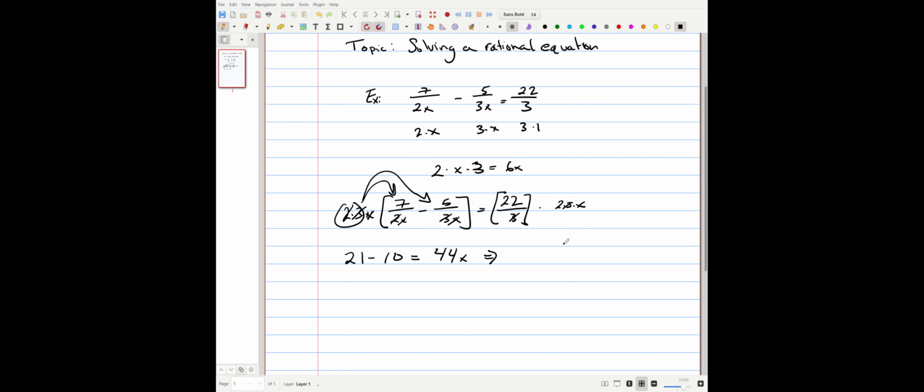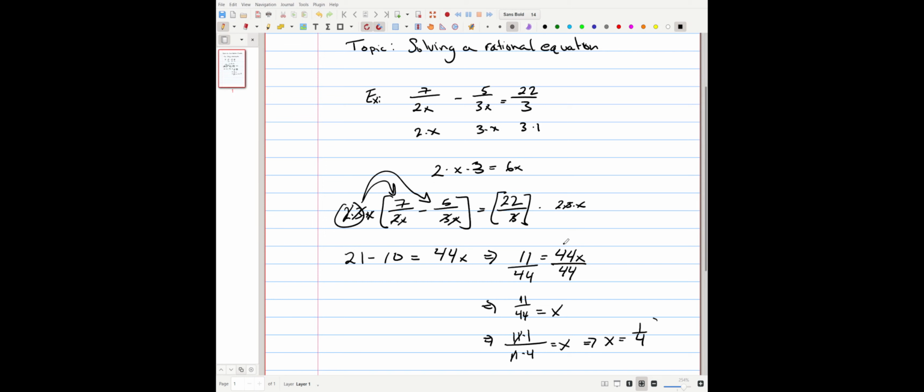And so now we can simplify 21 minus 10, that's 11. On the right hand side we have 44x. We want to get x by itself, so we divide by 44, right? Because 44 is being multiplied to x. Okay, and so 11 over 44 is equal to x. Can we simplify this? Yes, we can. 11 is 11 times 1. 44 is 11 times 4. Cancel the 11s. And that tells us x is equal to 1/4.